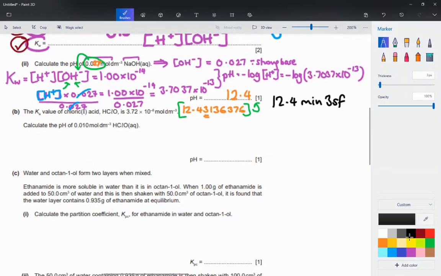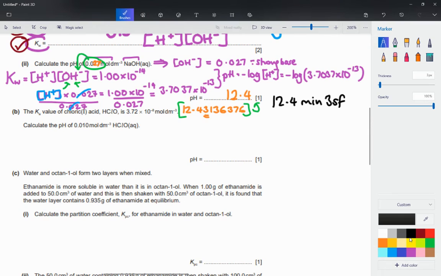So part B is now talking about Ka value of chloric 1 acid, HClO, which is 3.72 times 10 to the minus 8 moles per decimeters cubed. And the question then asks, calculate the pH of 0.01 molar HClO, so moles per decimeters cubed. Now, what can you lift from the question itself so far? Well, the first thing that you probably want to do is write down an expression for Ka.